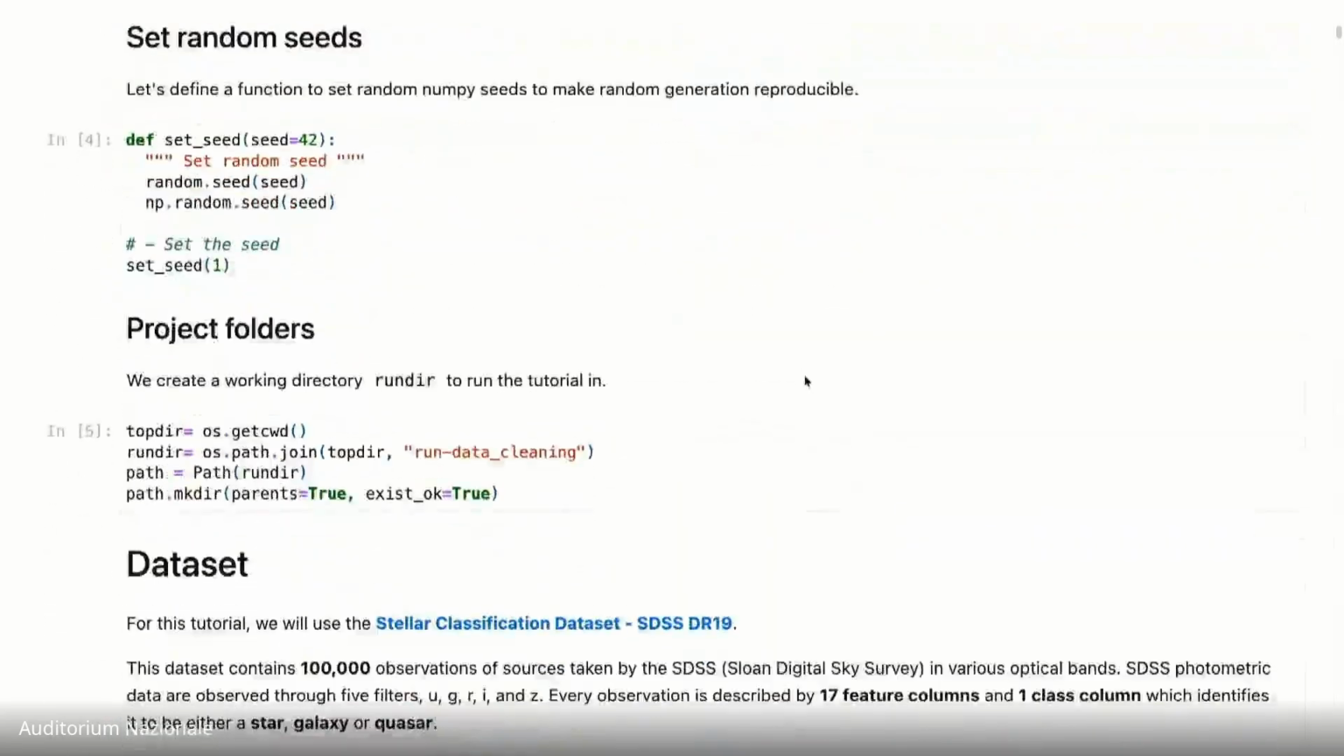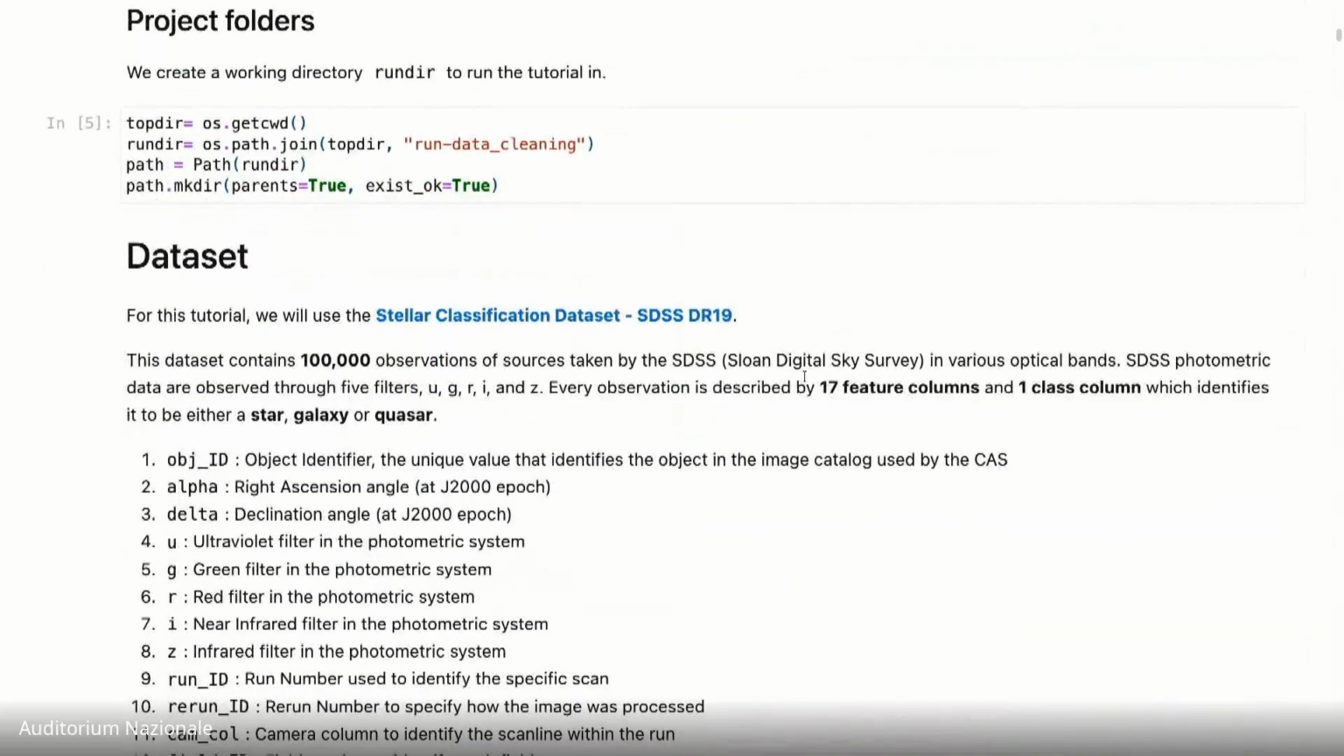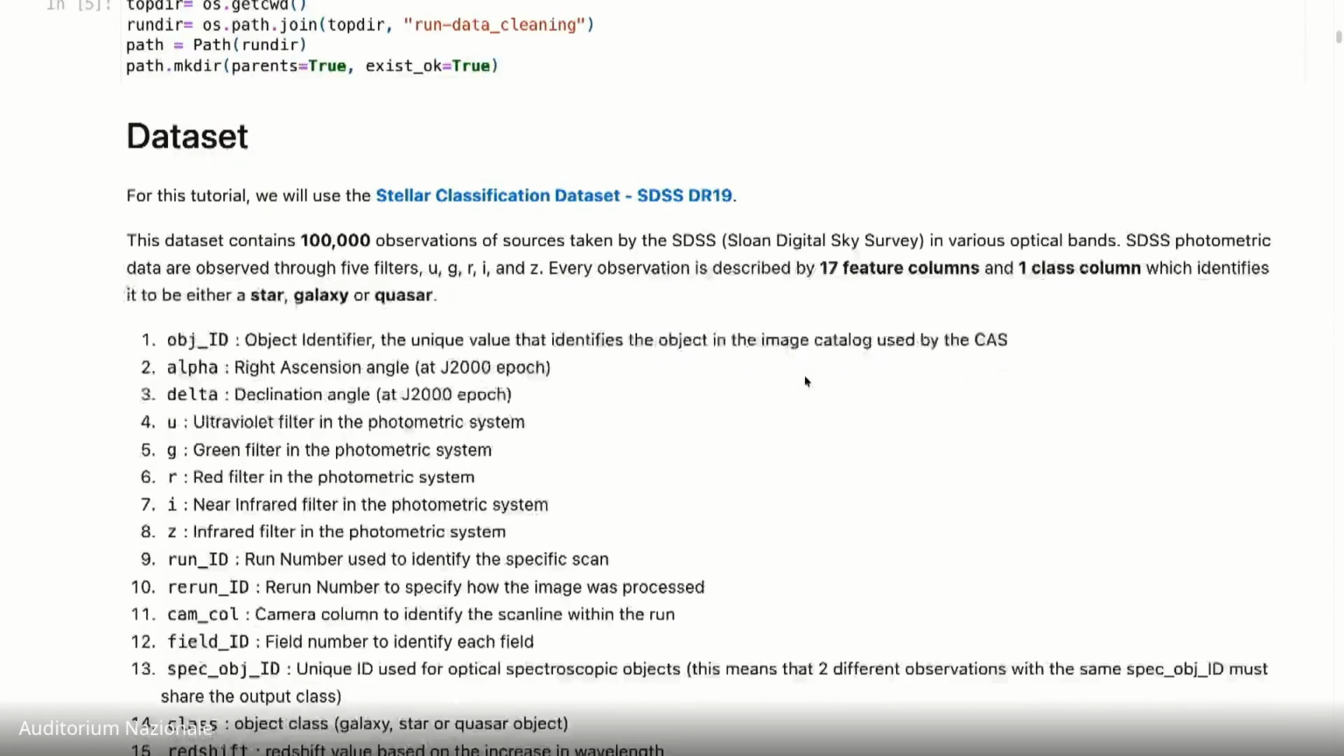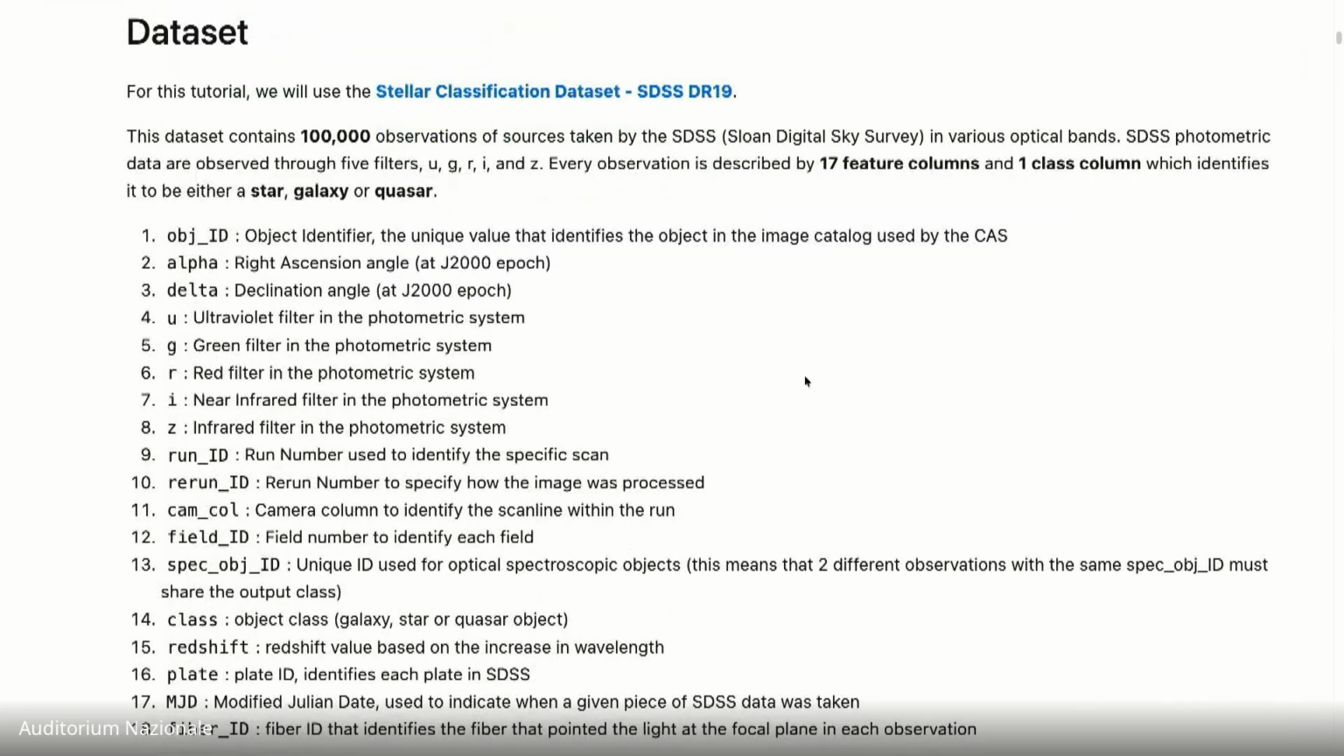I skip this because we are not going to use it. I think this is just creating our directory where to run the tutorial and where to download the dataset. The dataset is available at this link. It contains 100,000 observations of sources from SDSS, taken and measured in various optical bands.